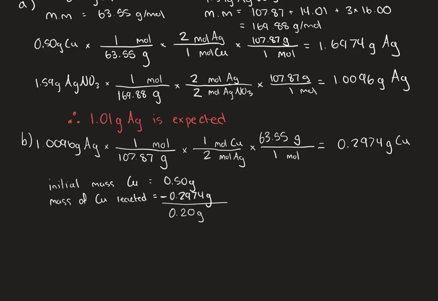0.20 grams. Now, remember when we were doing subtraction, the correct number of significant digits is the least amount of places after the decimal. So we have 2 places after the decimal for our initial mass, and for our calculator answer we had 4. Therefore, we stick with 2 in our final answer. Now I'm going to write a brief statement. Therefore, 0.20 grams of copper is left over.